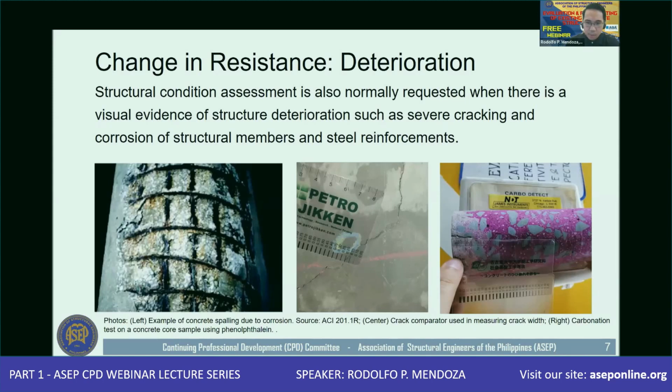For example, we allow 0.41 millimeter crack width for interior structural members, and you may want to compare if the cracks in the existing structure are actually exceeding those limits. Then you may want to check also if there is a reduction in the pH of concrete, which may actually trigger the corrosion of reinforcement. So we want to determine the depth of carbonation and compare it with the concrete cover depth to check if there is already a potential for corrosion to occur.